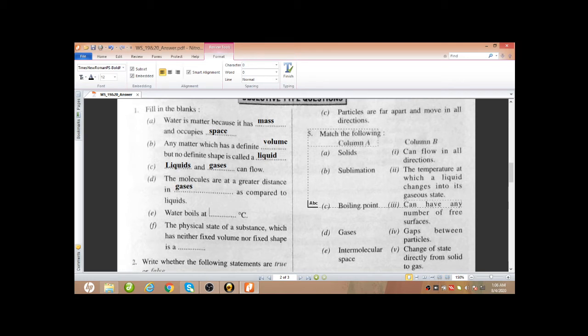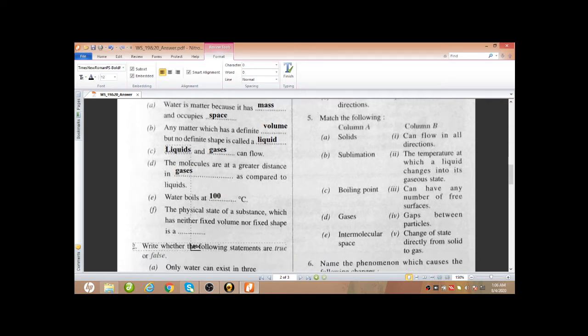Okay, next, water boils at 100 degree centigrade. We know the boiling point of water is 100 degrees, so water boils at 100 degree centigrade. This temperature is fixed for pure water, and from this temperature we can examine whether the sample of water is pure or not. If it is not pure, then its boiling point will not show 100 degrees centigrade. Okay, so this is only for pure water.